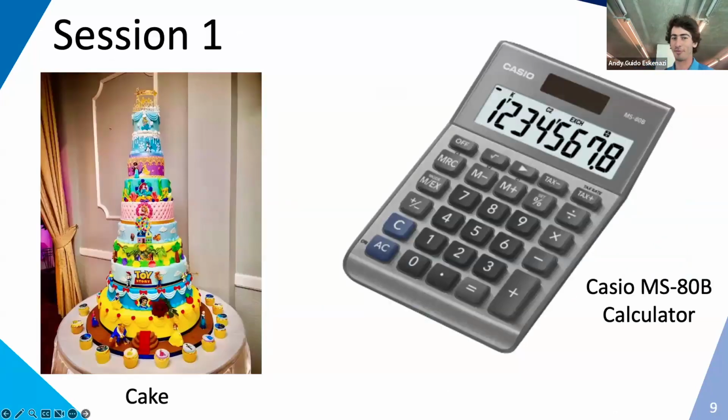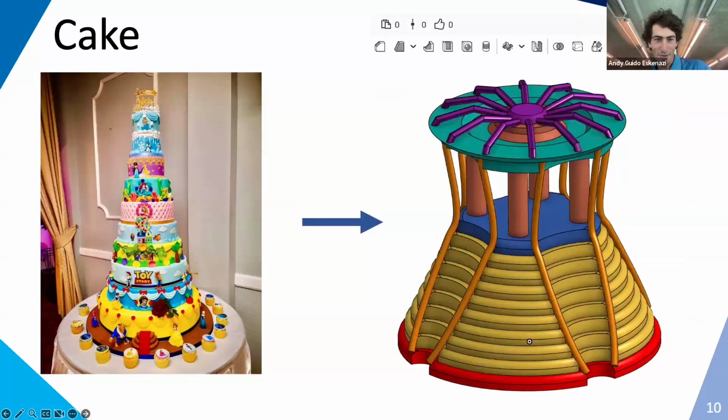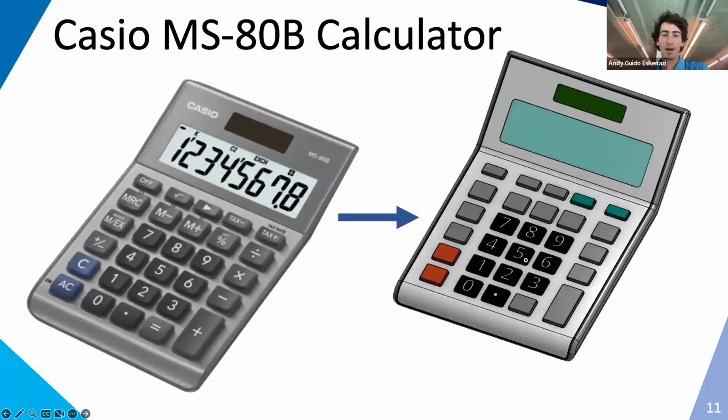This is the plan for today, session 1. We'll do the cake and the calculator. To give you an idea, I gave it a shot, or at least this is my interpretation of a cake. We'll get to this in just a moment. I couldn't finish the calculator, but this is where we'll get today, and we'll be practicing a lot together.